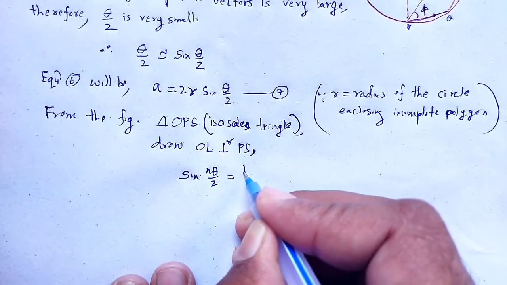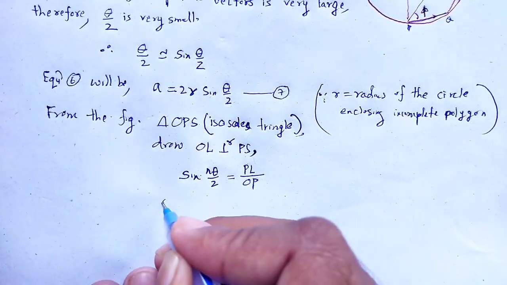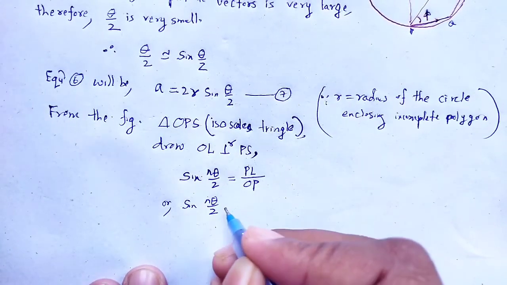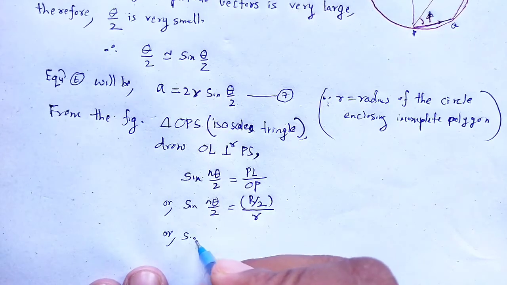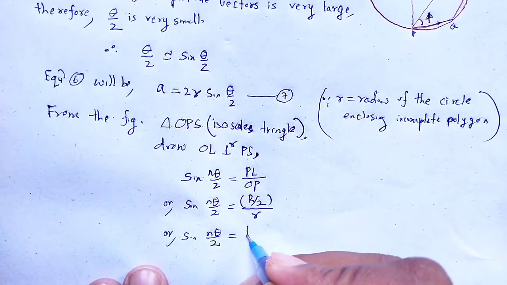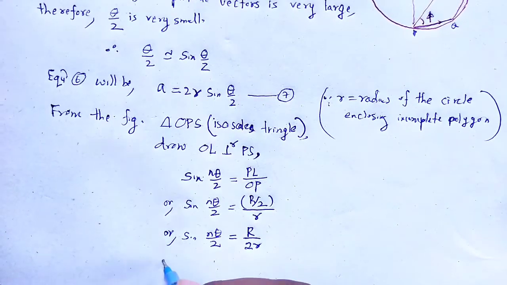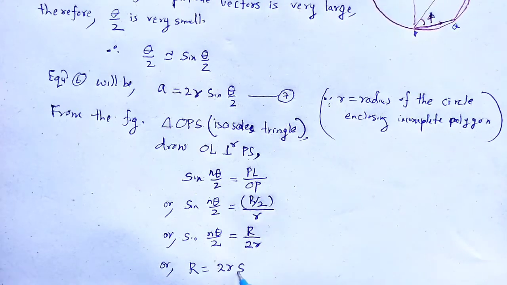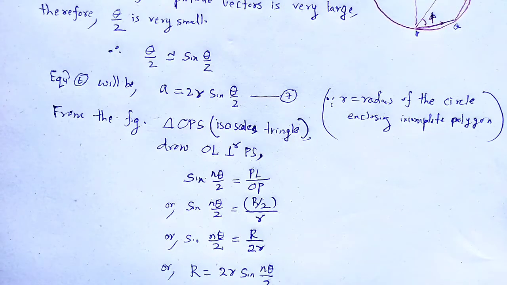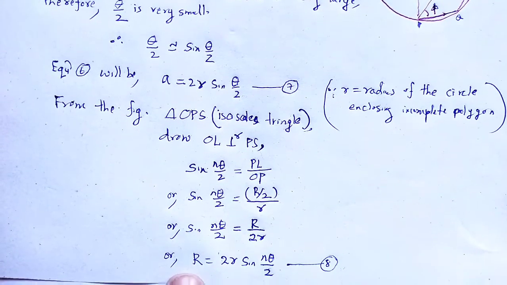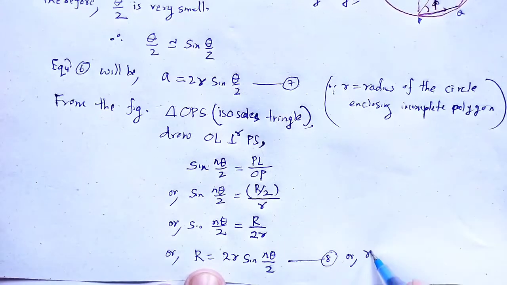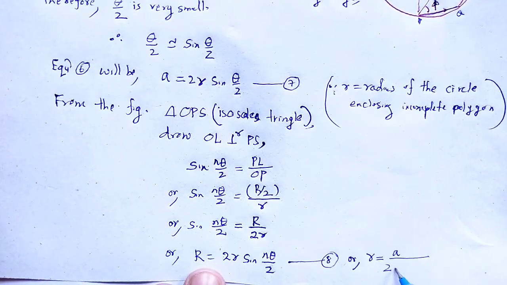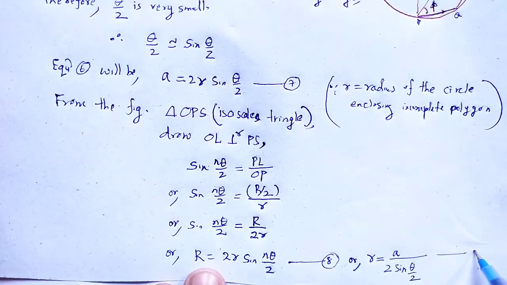Sine n theta by 2 is equal to PL divided by OP, or sine n theta by 2 is equal to r by 2 divided by small r, or sine n theta by 2 is equal to r divided by 2r. So r is equal to 2r sine n theta by 2. Equation number 8. From that equation, also the value of small r we found out, or r is equal to a divided by 2 sin theta by 2, as equation number 9.